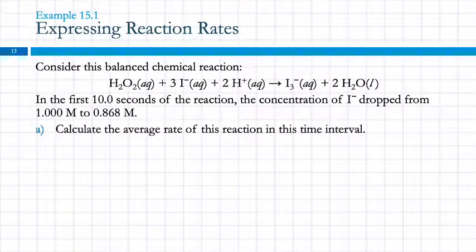Okay, so let's do an example. We're given a balanced chemical equation and told that in the first 10 seconds of the reaction, the concentration of iodide ion drops from 1 molar to 0.868 molar. It says calculate the average rate of this reaction in this time interval.